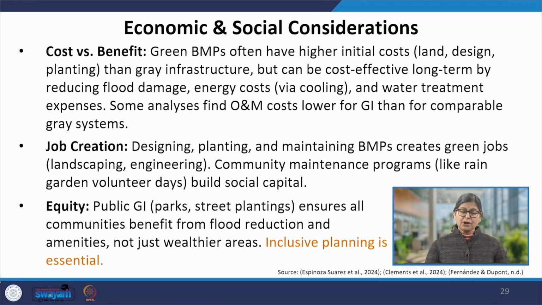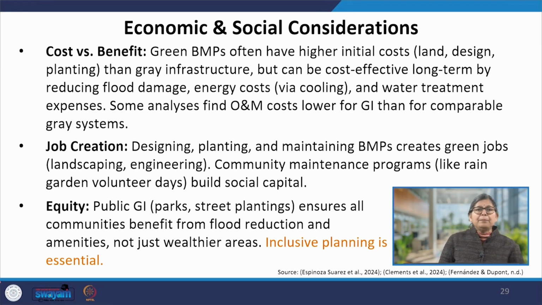Green BMPs often have higher initial costs, land, design, planting, than grey infrastructure, but can be cost effective long term by reducing flood damage, energy costs via cooling, and water treatment expenses. Some analyses find operational and maintenance costs lower for GI than for comparable grey systems. Job creation: designing, planting, and maintaining BMPs creates green jobs, landscaping, engineering, etc. Community maintenance programs like Rain Garden Volunteer Days build social capital.